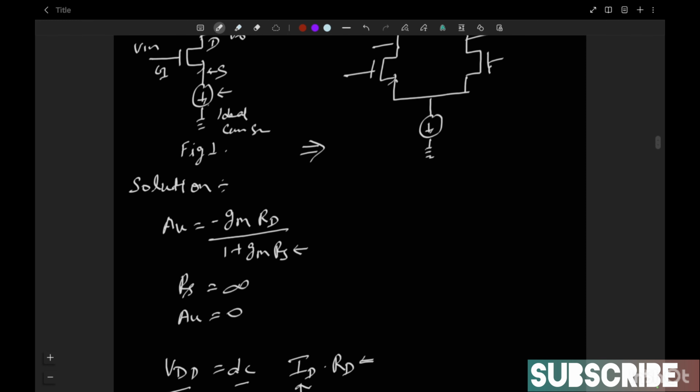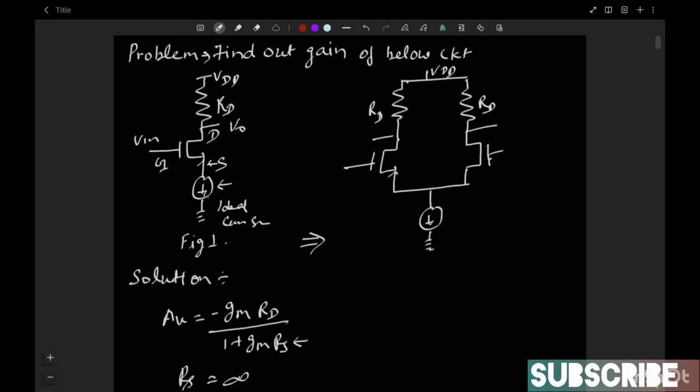Now the cross question arises: why do we say this is a differential pair, it has a gain Av equal to minus gm into RD? The answer is because this is the differential gain. This is the differential gain which will come as gm into RD, while a different result will come when we calculate the common mode gain of this.